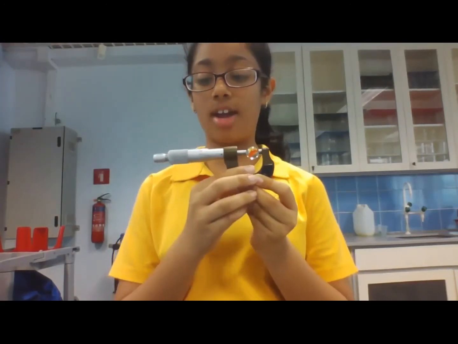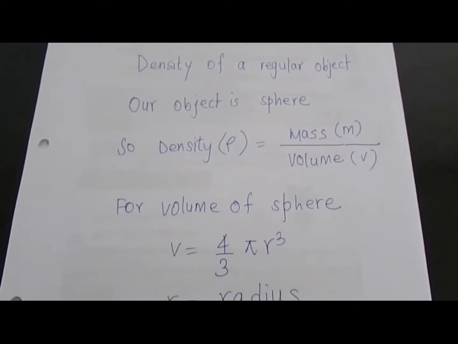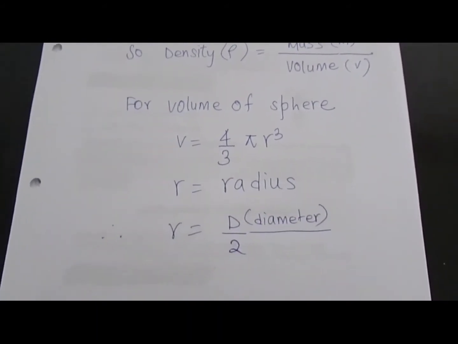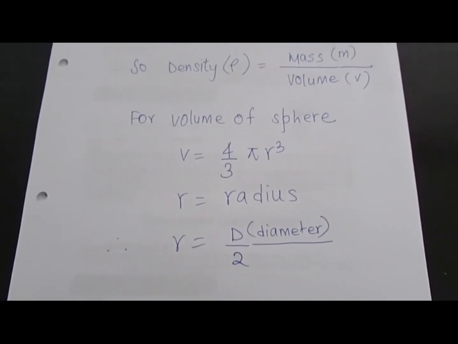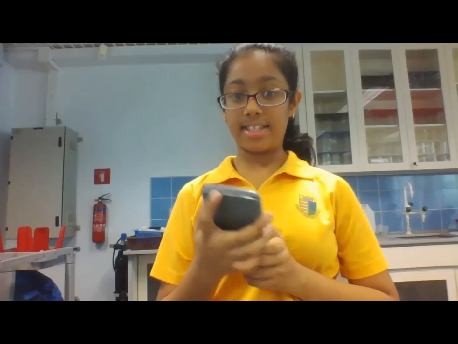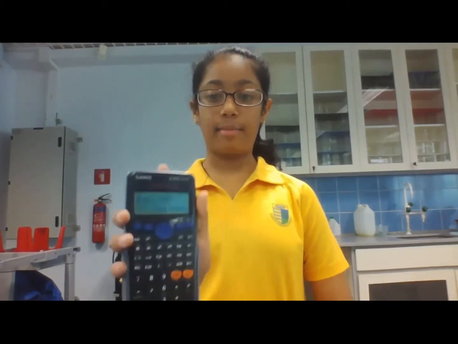The diameter of the sphere is 15.59, as you can see. In order to find the radius, you can just do 15.59 divided by 2. As you can see, 7.795. Now the formula is in the calculator.